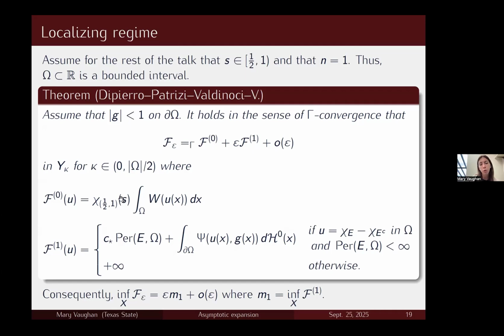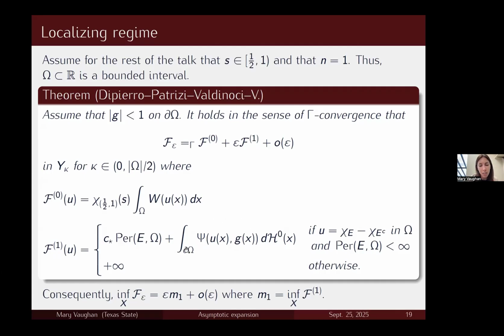We already talked about the 0th order term, which is 0 when S equals a half, and the potential energy when S is bigger than a half, which I can write in this way. And then we proved that the first order term is the perimeter functional plus a penalization term on the boundary. So you have the perimeter in the interior, say. So again, here U is equal to 1 on E and minus 1, excuse me, in the complement. And so that's recovering Savin and Baldinocci's result in the local case. Our contribution is that we're able to say something about what happens on the boundary.